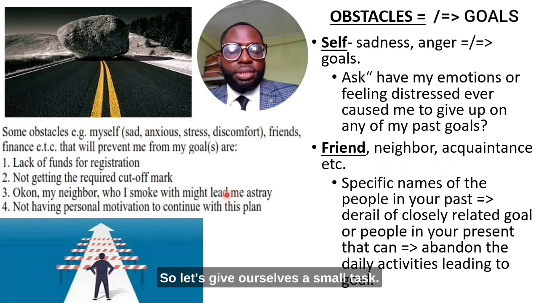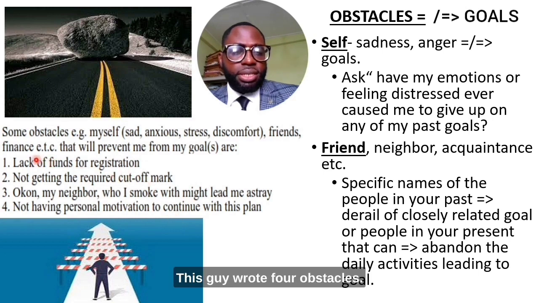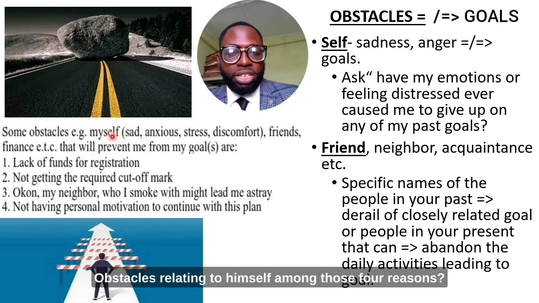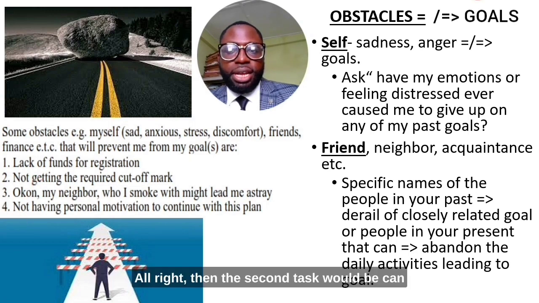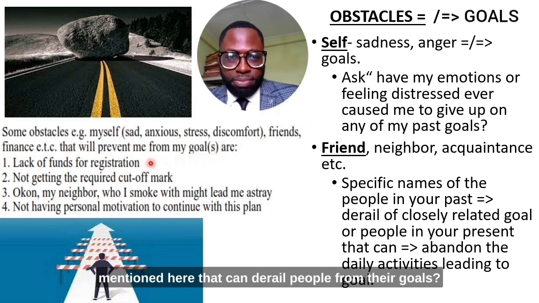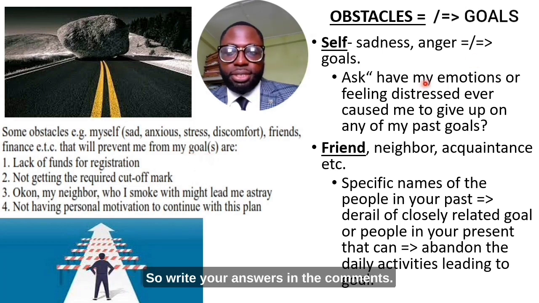So let's give ourselves a small task. This guy wrote 4 obstacles. Can anybody point out which of the obstacles are personal obstacles? Obstacles relating to himself among these 4 reasons? All right. Then the second task would be, can anybody identify any other personal factor aside from the ones mentioned here that can derail people from their goals? So write your answers in the comments.